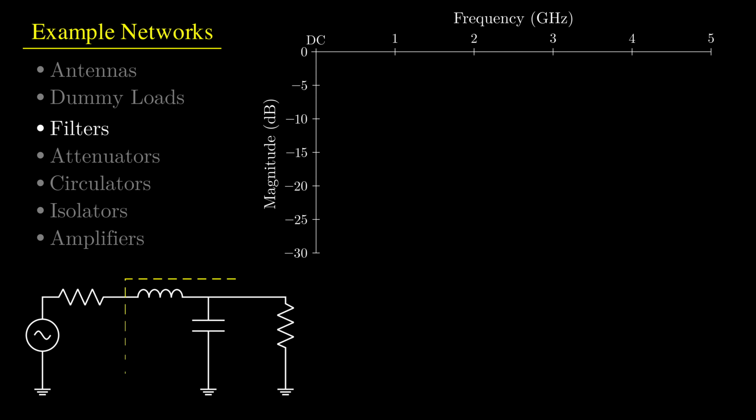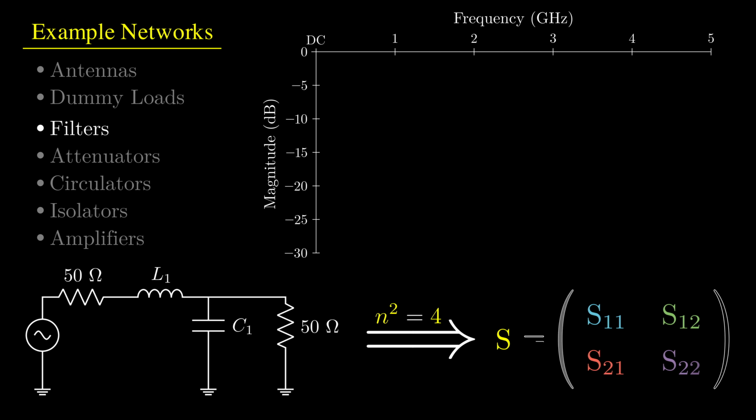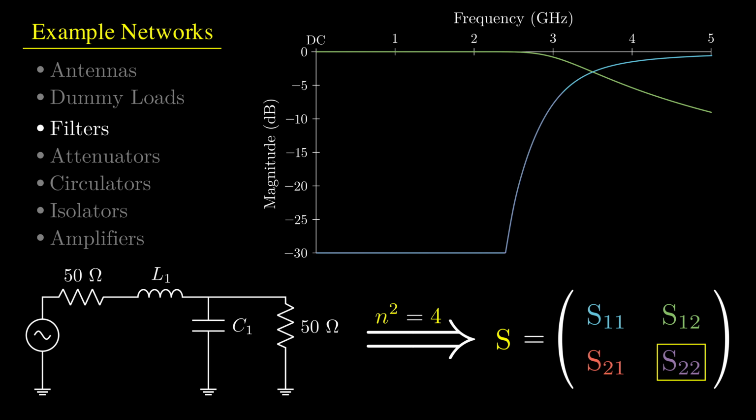Let's take a look at a two-port network, like an LC filter consisting of an inductor and a capacitor. Since 2 squared is equal to 4, our S matrix will consist of 4 elements. Let's begin with the transmission coefficient, S21. As you can see, this particular filter lets low frequency signals through with very little loss, while significantly attenuating higher frequencies, specifically beyond 3.5 GHz. Since this is a reciprocal network, solely consisting of reciprocal elements, S12 will be identical to S21, and so will the reflection coefficients S11 and S22.